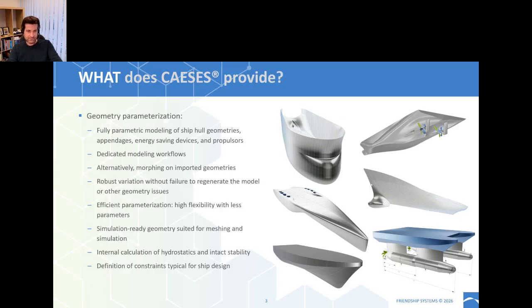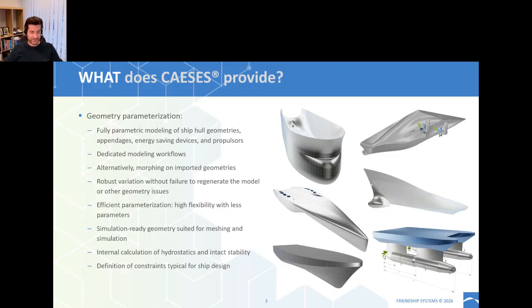And I already mentioned variation. This is quite a crucial part. Beyond the pure modeling of the geometry, it offers the possibility to very reliably create variants of the geometry without failure to regenerate the model when changing parameter values or other geometry issues like distorted geometries and things like that. Efficient parameterization is also an important point, which means providing a high flexibility for shape changes using as few parameters as possible.